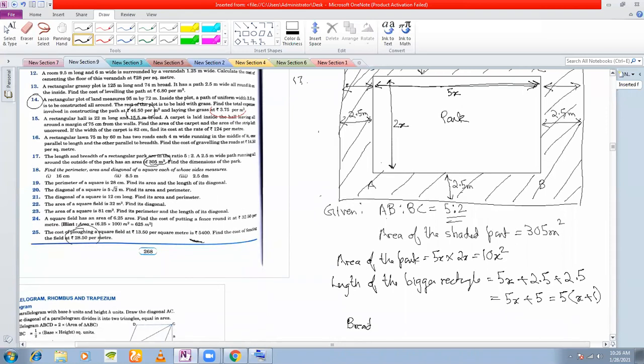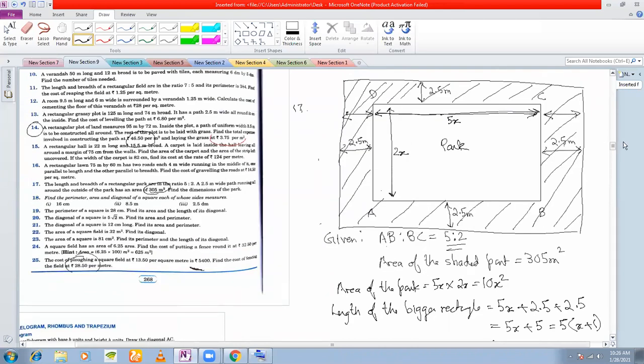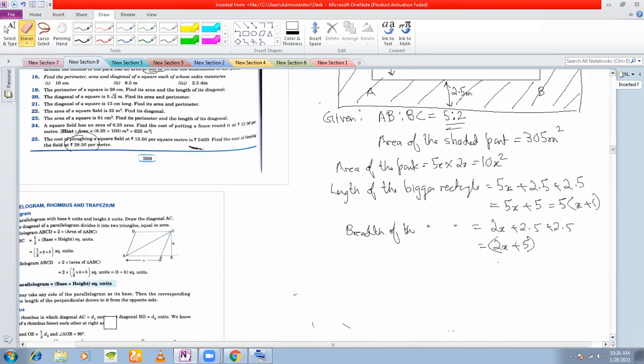And what should be the breadth of the bigger rectangle? So 2x plus 2.5 plus 2.5. So this is 2x plus 5. Fine. So now what should be the area of the shaded part? Area of the bigger rectangle minus area of the smaller rectangle. What is the area of the smaller rectangle? 10x square.